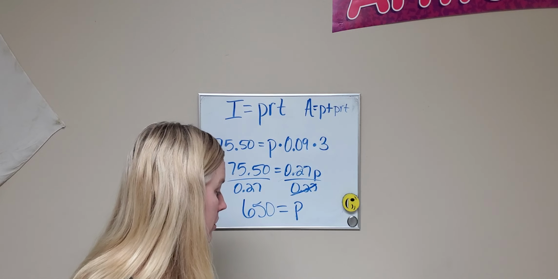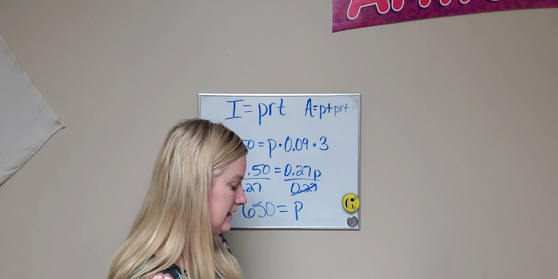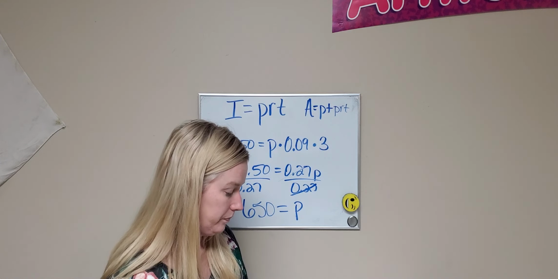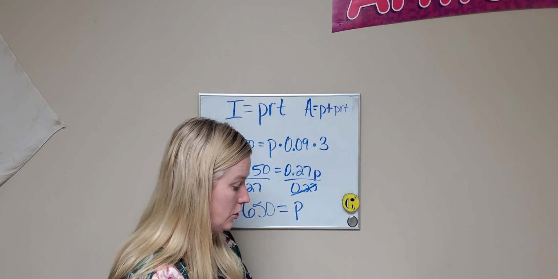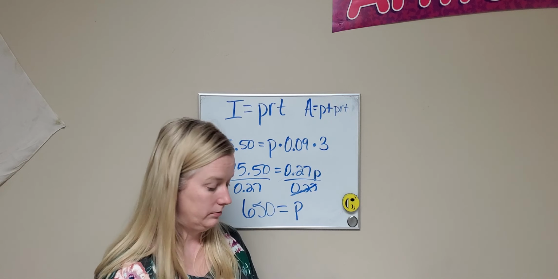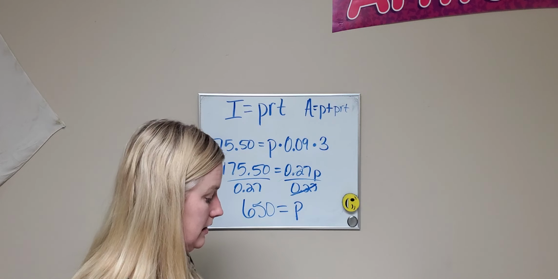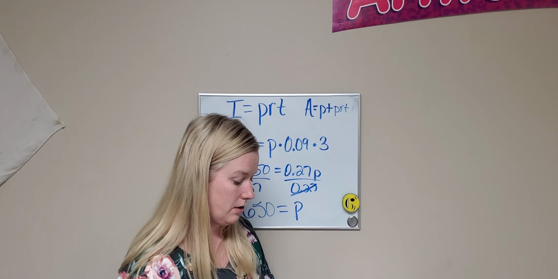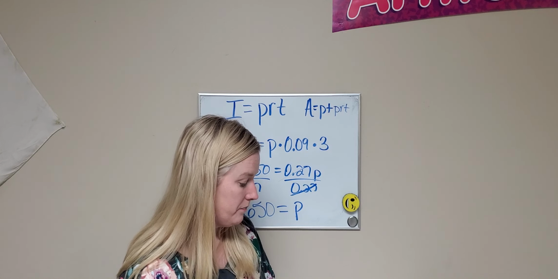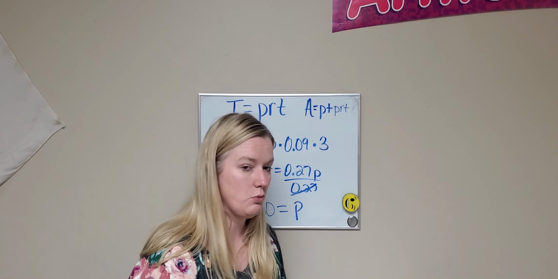All right, number 2 says, how many years will it take $2,000 invested at 6% to earn 360? All right, so your principal, what you have, is 2,000. That's how much money you've invested. So your principal is going to be 2,000. Your rate is the percent, which is 6%. And your interest is 360, what you earn.